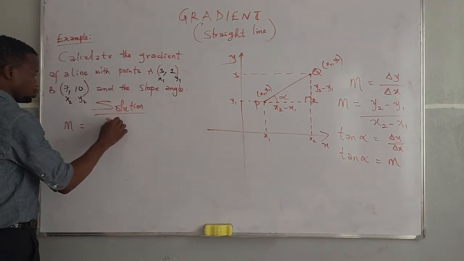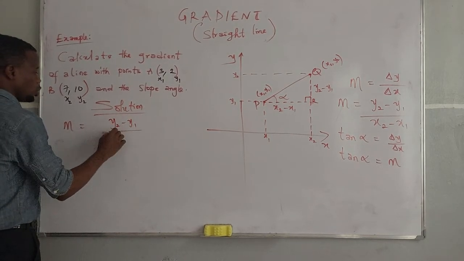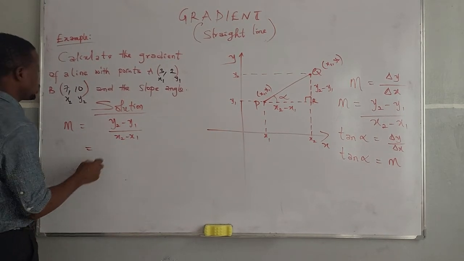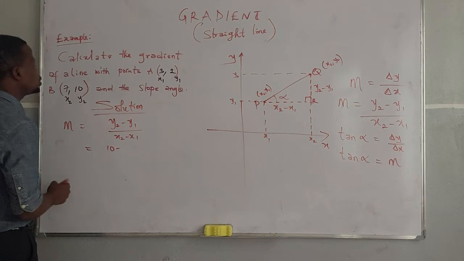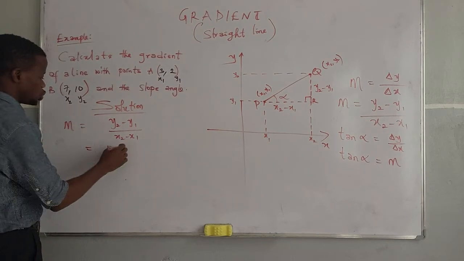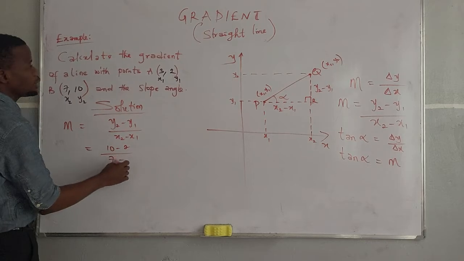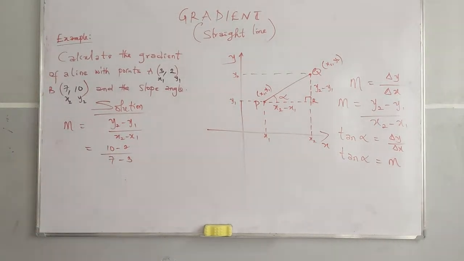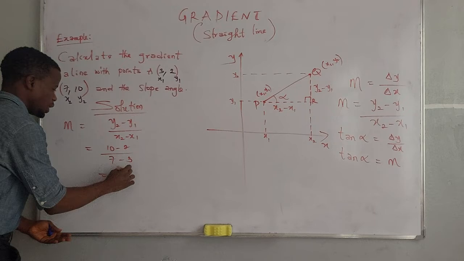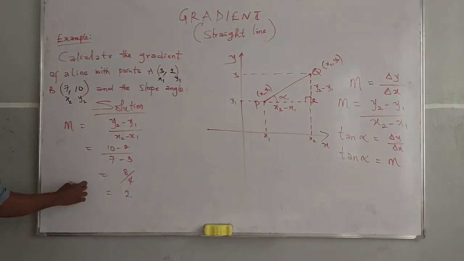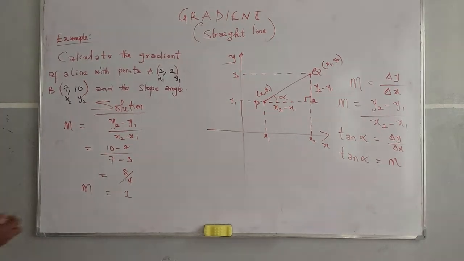So we have y2 minus y1 upon x2 minus x1, which is equal to y2, which is 10, minus y1, which is 2, divided by x2, which is 7, minus x1, which is 3, right? Good. That gives 8 divided by 4, and that is equal to 2. That means our gradient is 2. Now go to the next question.